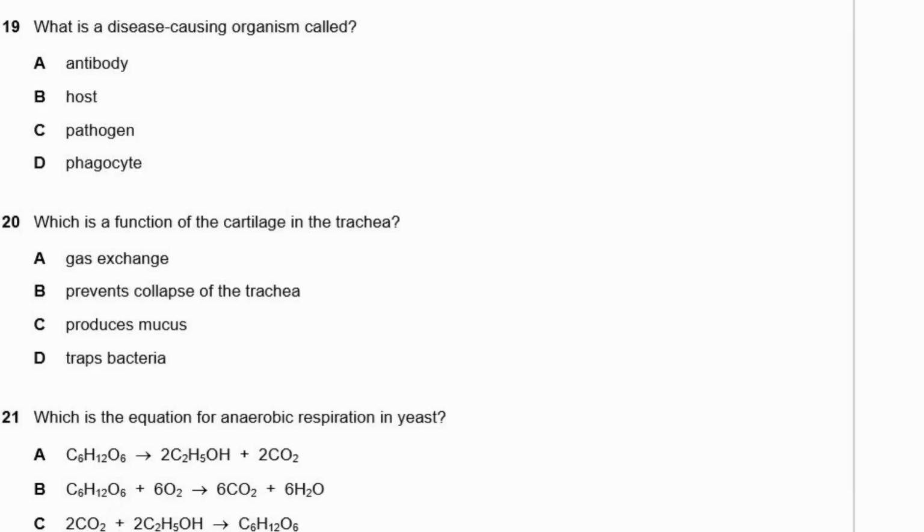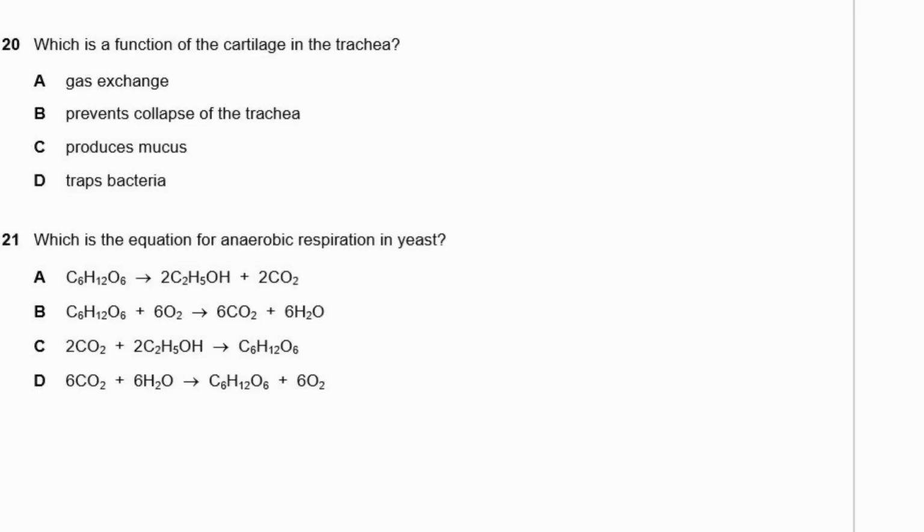Question 19. What is a disease-causing organism called? A disease-causing organism is a pathogen. An antibody is something that the body produces to defend itself against pathogens. The host is the body. The phagocyte is the cell that does phagocytosis, so it's not any of those.